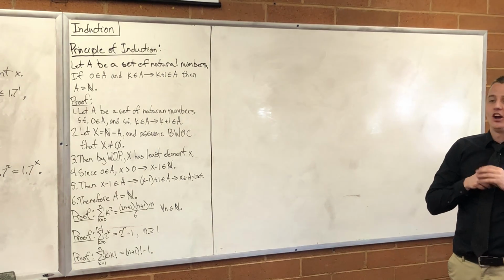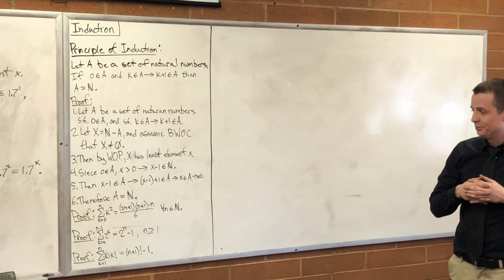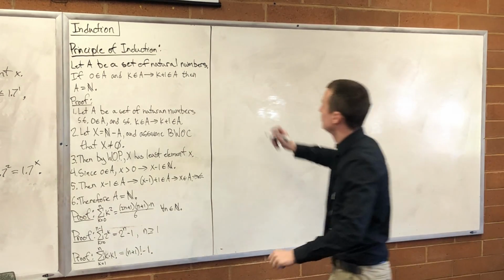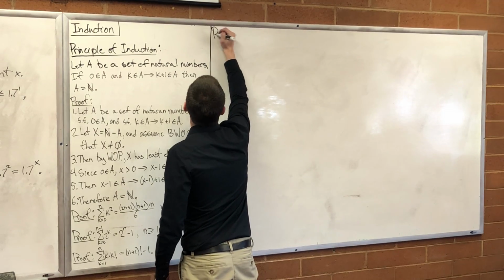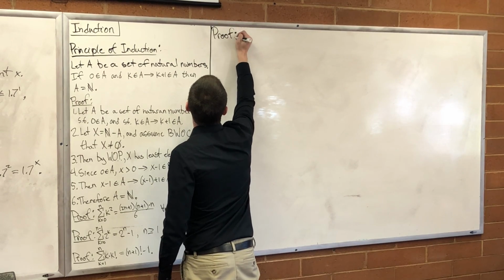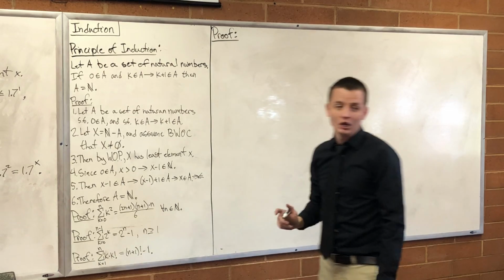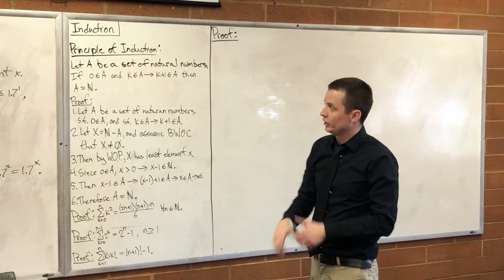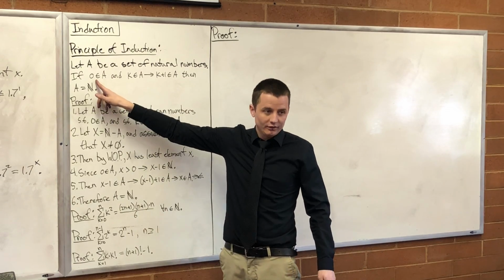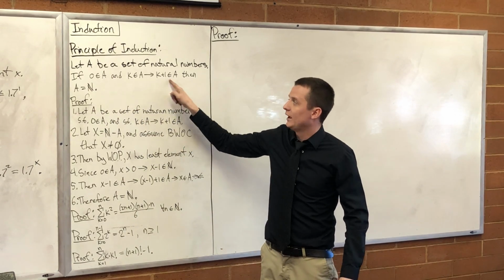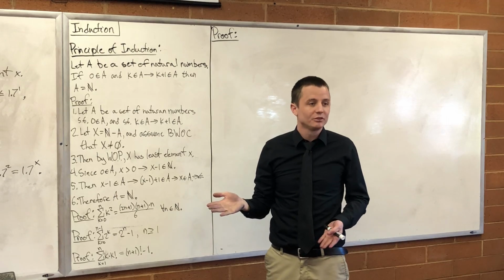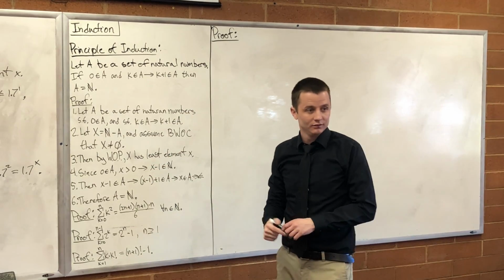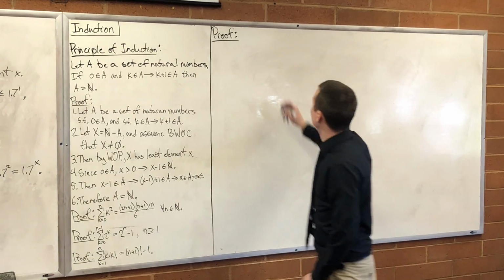Okay, so let's do some proofs by induction. We're going to use the principle of induction. Proof. So what do I need to show that a set is all natural numbers? I need to take a subset of natural numbers. If I can show that 0 is in there, and if I can show that anytime k is in there, k plus 1 is in there, I've shown that subset of natural numbers is actually all the natural numbers. Right? Okay. So that's what we're going to do.